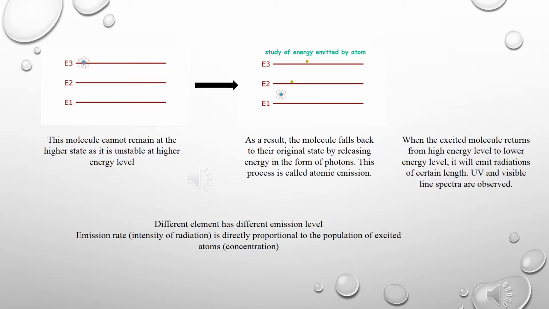Each different element has different emission levels. Emission rate or intensity of radiation is directly proportional to the population of excited atoms, or concentration.